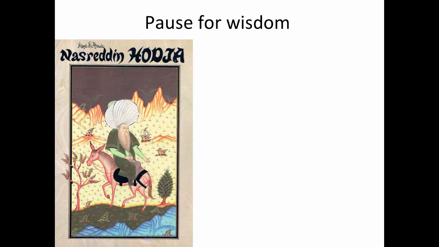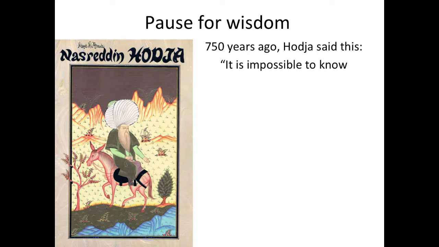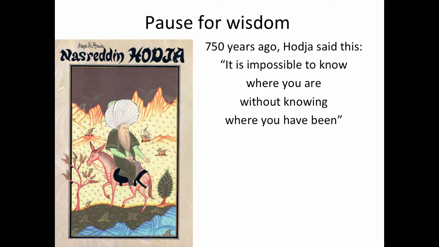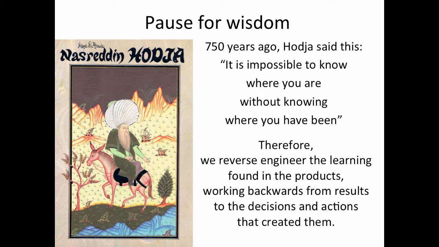But let's pause here for a second and go back to some wisdom from 750 years ago, when Hoja said, "It's impossible to know where you are without knowing where you've been." That's why he's shown riding backwards on the donkey.